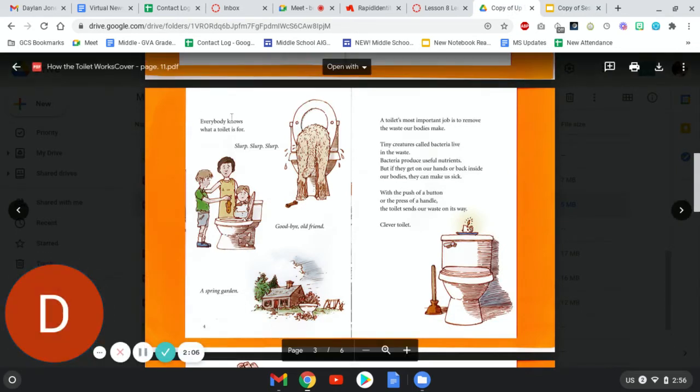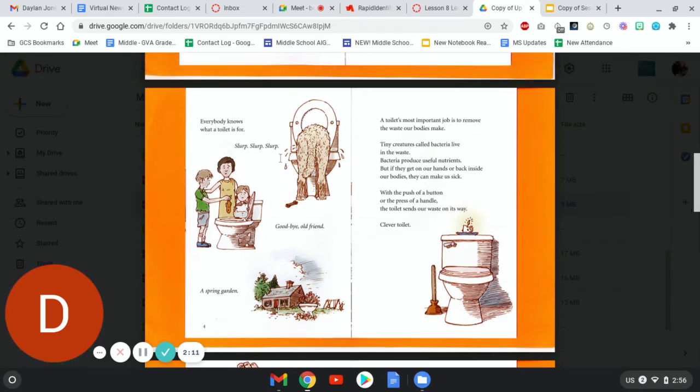It says, everybody knows what a toilet is for. Slurp, slurp, slurp. Goodbye, old friend. A spring garden. A toilet's most important job is to remove the waste our bodies make. Tiny creatures called bacteria live in the water. Bacteria produce useful nutrients, but if they get on our hands or back inside our bodies, they can make us sick. With the push of a button or the press of a handle, the toilet sends our waste on its way. Clever toilet.